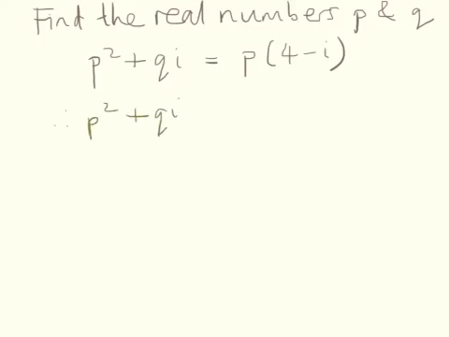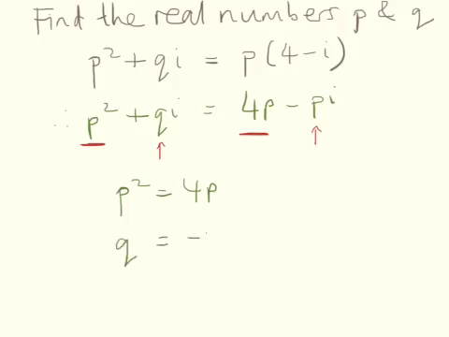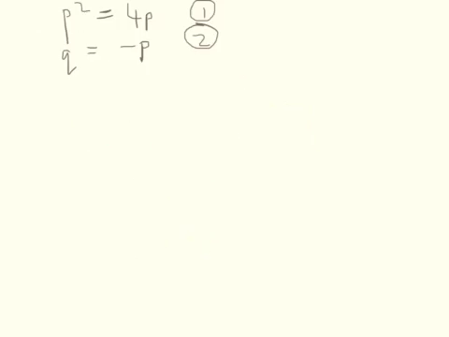So if we just multiply out the brackets, what you can see is that the real part on the left has got to be equal to the real part on the right, and the imaginary part on the left has to be equal to the imaginary part on the right. So we get these two equations. p squared equals 4p and q equals minus p. So now we've got two equations and two unknowns.